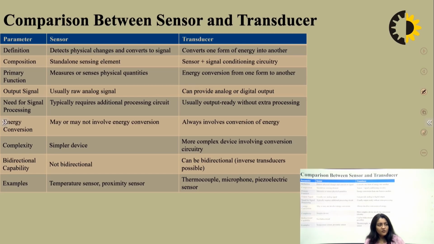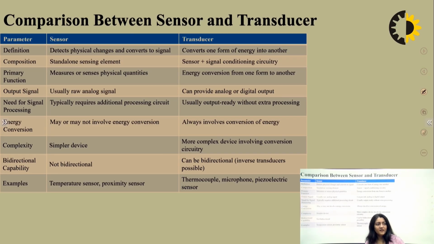Then we have a standalone sensing element, like a sensor, plus signal conditioning circuitry. Sensors only have one standalone sensing element, but transducers have the signal conditioning plus the sensor. So sometimes a sensor is within the transducer system. Sometimes we say the sensor is a primary transducer, and the next signal conditioning circuitry is known as the secondary transducer.